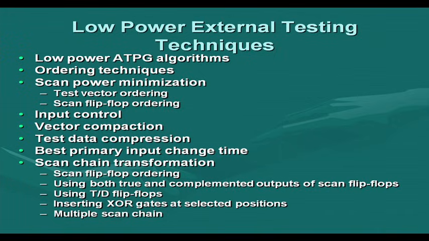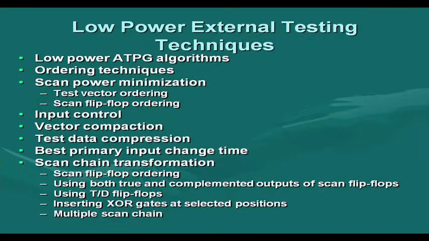Then we can go for some scan power minimization. It can talk about test vector ordering, scan flip flop ordering. Then we can control the inputs, do some vector compaction, and take help of test data compression. Then another possibility is the best primary input change time. Any test pattern has one part which is primary input, and the other part constitutes the pseudo primary input. The pseudo primary input part is actually shifted through the scan chain. Since that shifting will take time, when exactly we change the primary input part may determine the power consumption, the transitions in the circuit.